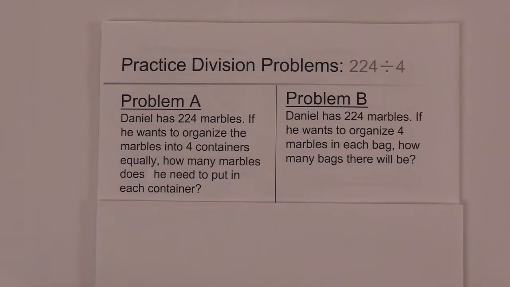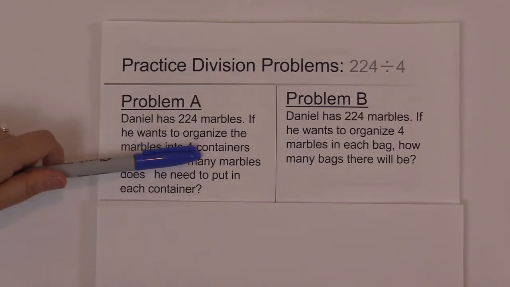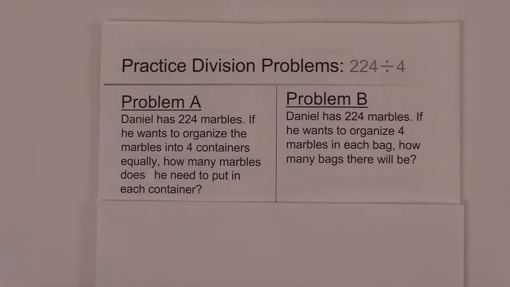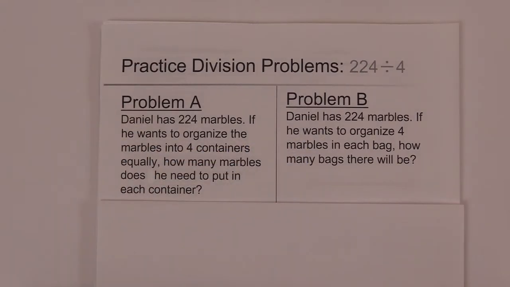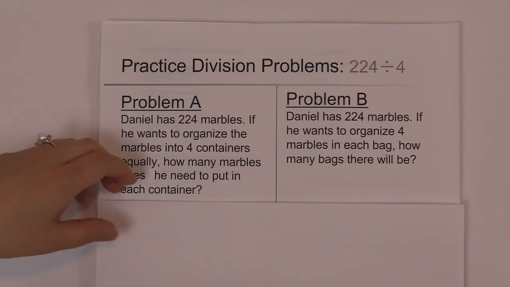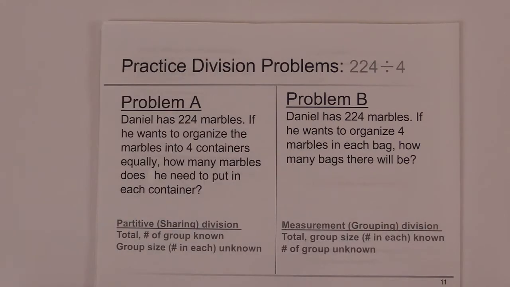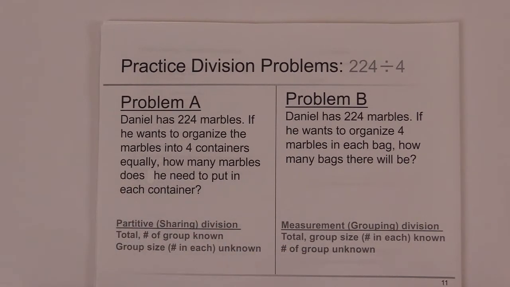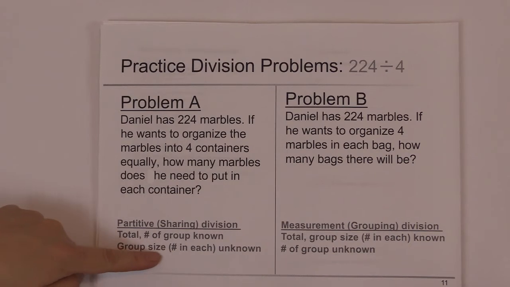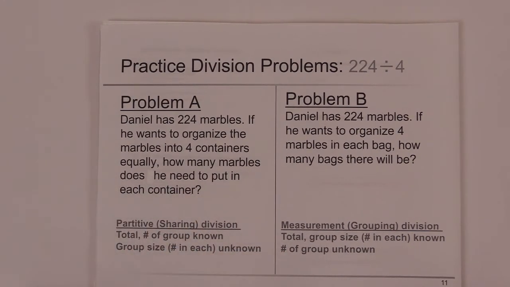So Daniel has 224, and I know 4 containers, so I know the number of groups, so I can find how many in each container. So this is partitive sharing division. And in this one, there are 224, and each bag has 4. I want to find out how many bags, how many groups. So this is the measurement type of division. Does it make sense? Okay. So this is a partitive sharing problem, and this is a measurement grouping problem. So in this one the group size is unknown, the number in each group, and in this one the number of groups is unknown.